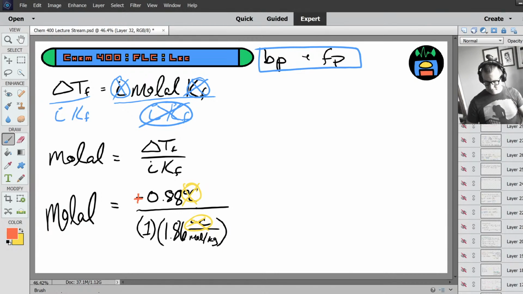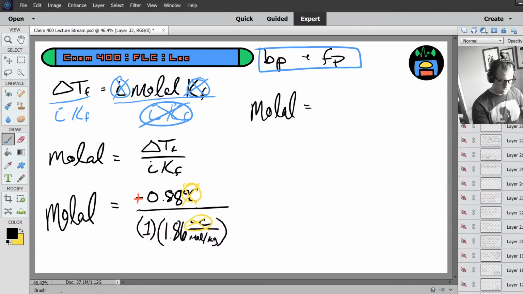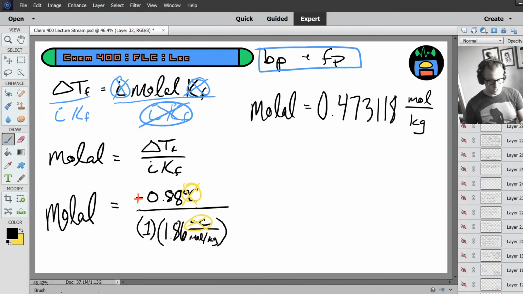Now let's crunch our numbers. 0.88 divided by 1.86. So my molality is equal to 0.473118, and our units are moles of solute over kilograms of solvent. I can only keep 2 sig figs because of my numerator here. I'm going to wait to round till the end.